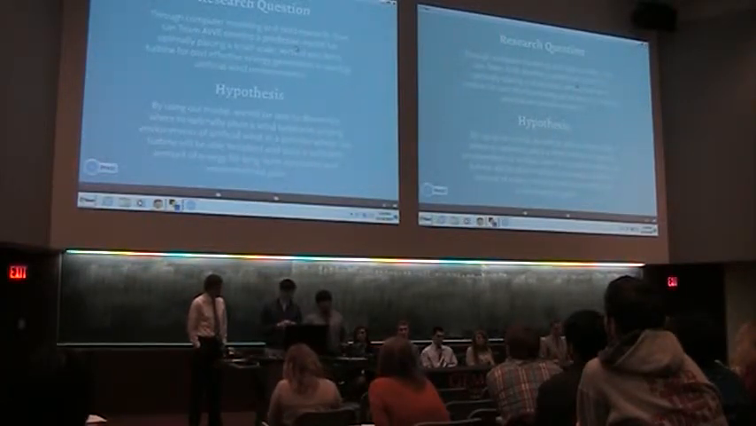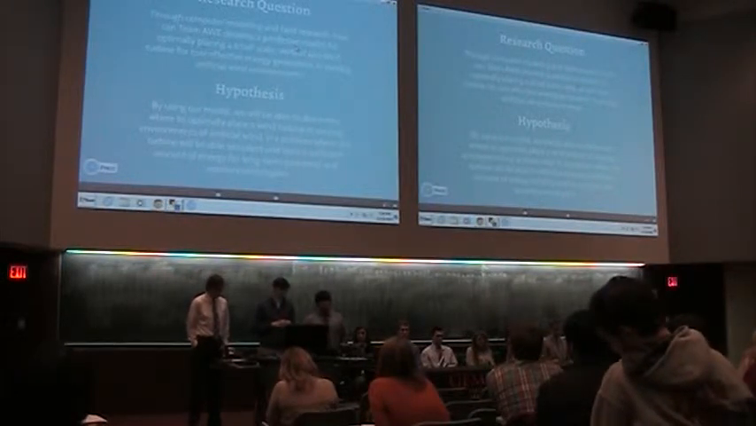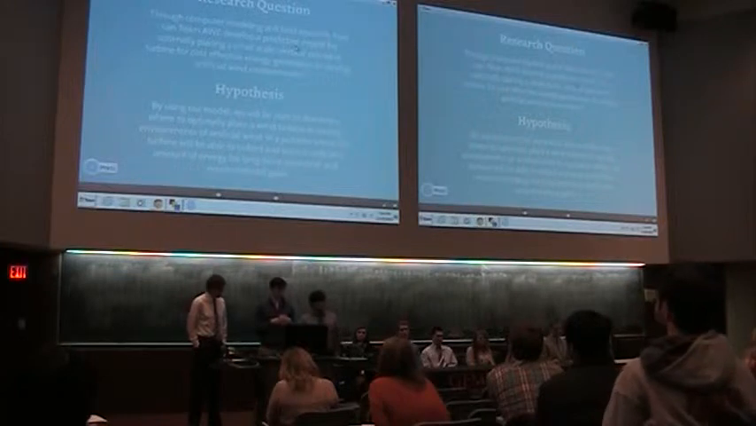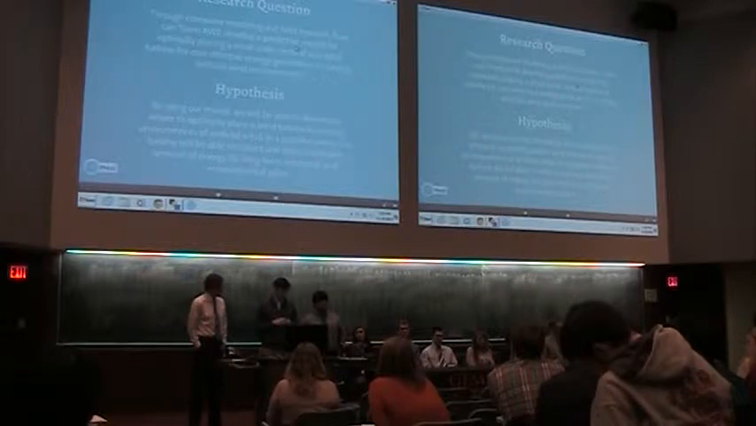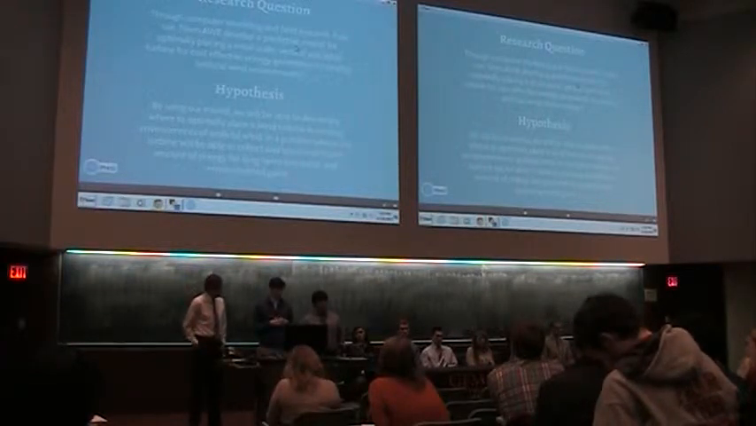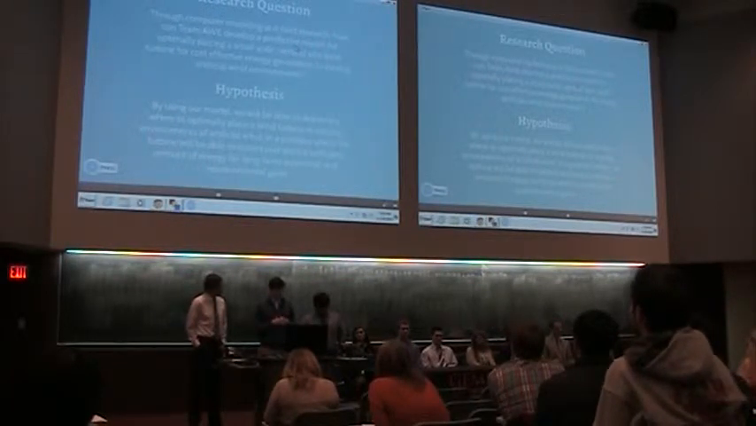So now our research question. Our research question is, through computer modeling and field research, how can TMAW develop a predictive model for optimally placing a small-scale vertical axis wind turbine for cost-effective energy generation in varying artificial wind environments? And we think that by using our model, we'll be able to determine where to optimally place a wind turbine in varying environments of artificial wind, in a position where the turbine will be able to collect and store a sufficient amount of energy for long-term economic and environmental gains.